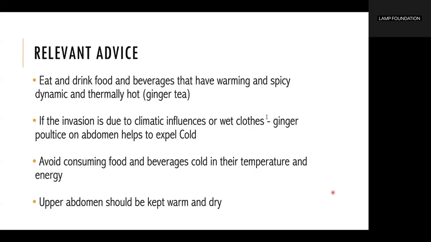When there is an invasion of cold in the stomach, the person will benefit from eating and drinking food and beverages that have a warming and spicy dynamic and that are thermally hot, such as ginger tea. If the invasion is due to climatic influences or wet clothes, a ginger poultice on the abdomen can help to expel the cold. The person should avoid consuming food and beverages that are cold in their temperature and energy. The upper abdomen should be kept warm and dry.